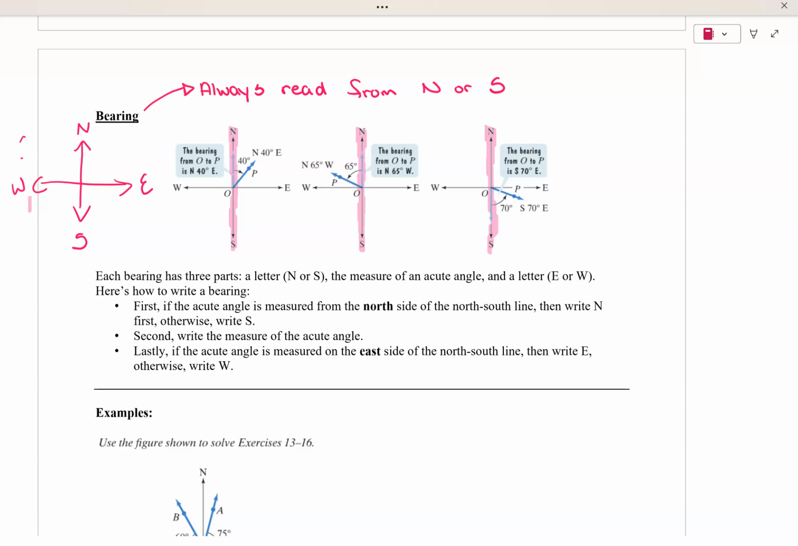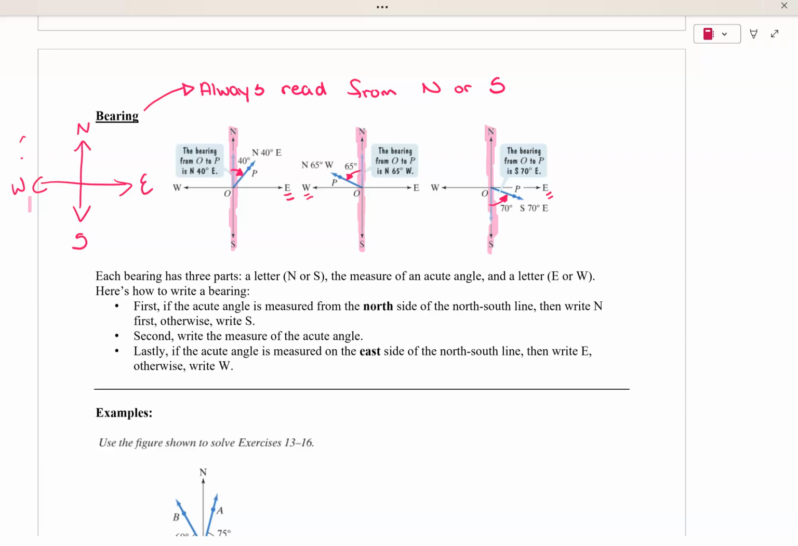So here we go. Notice that this one says the bearing from O to P is north. First of all, it's north because it's coming off the north line, 40 degrees, but it's headed towards the east direction. Okay, so notice the next one. It's the bearing from O to P. It's coming off the north line, 65 degrees, but it's headed towards the west direction. This one is coming off the south line, so it's south 70. It's the angle off the south line, and it's going towards the east direction. Okay.